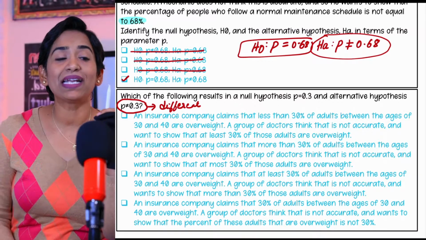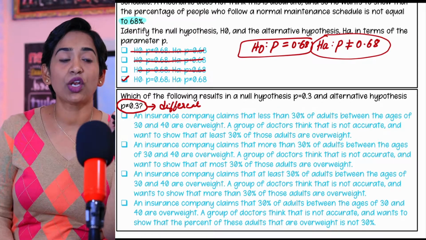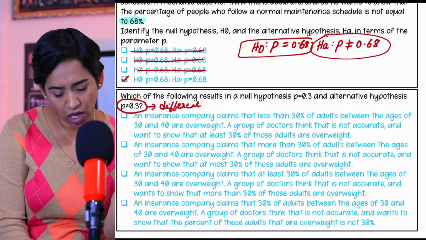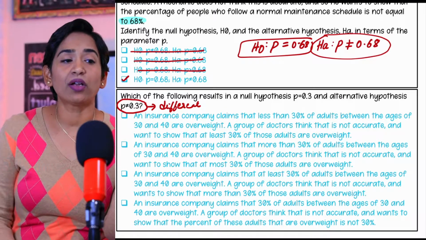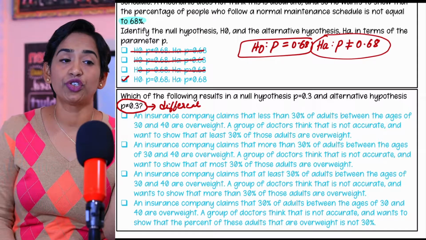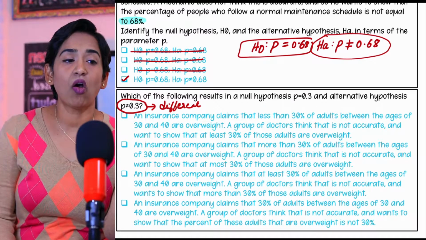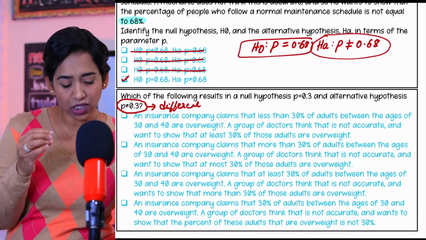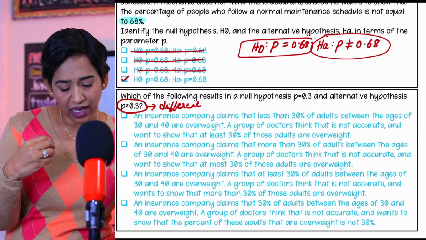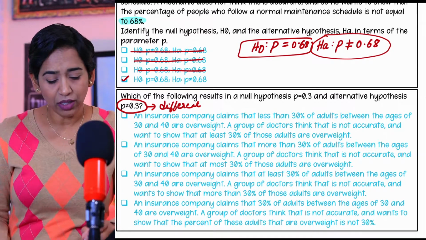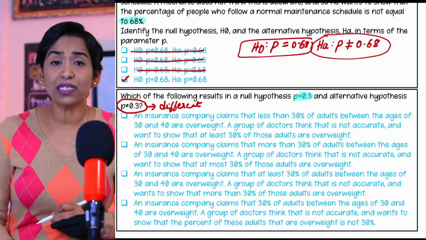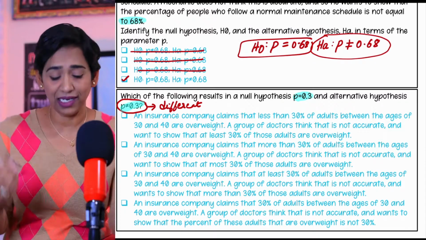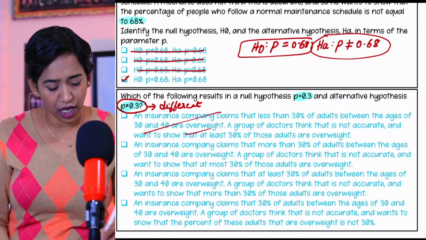An insurance company claims that less than 30% of adults between the ages of 30 and 40 are overweight, and a group of doctors think this is not accurate and want to show that at least 30% of the adults are overweight. So in this particular option, they're talking about less than 30% and at least 30%. But look at your null hypothesis. One is equal to and one is not equal to. I did not talk about less than, greater than, or at least. So I know this is not my option.